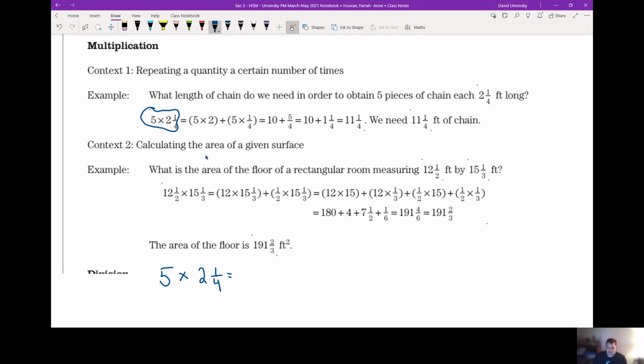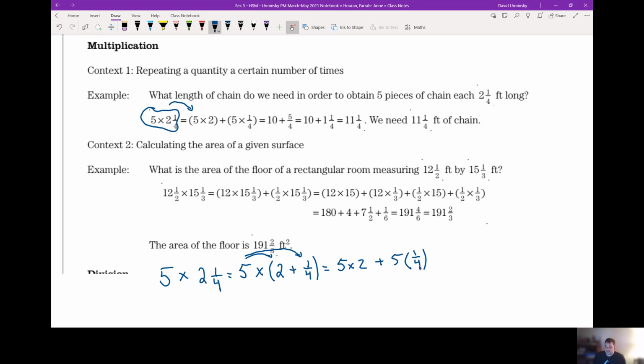Okay. So the step maybe that you're missing going from here to here is the following. 2 and a quarter is the same as saying 2 plus a quarter. And once we have that, we can go ahead and distribute the multiplication into the parentheses. So we'll get 5 times 2 plus 5 times a quarter.